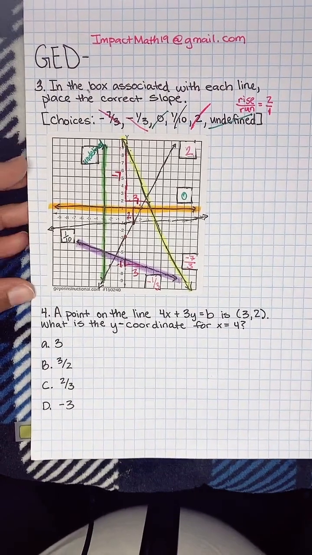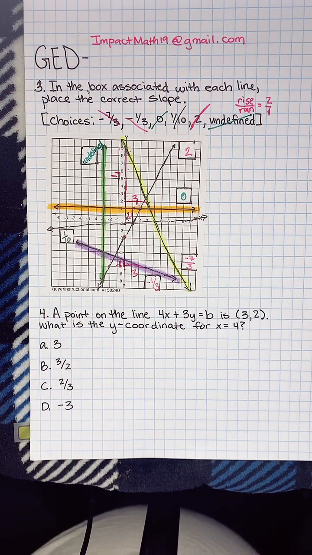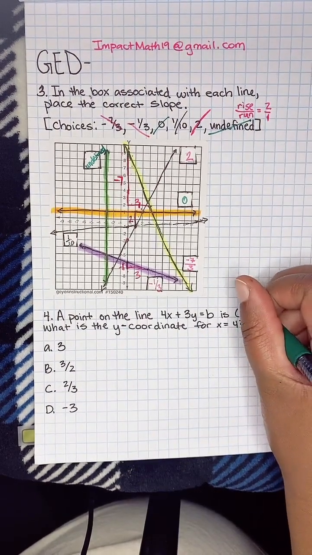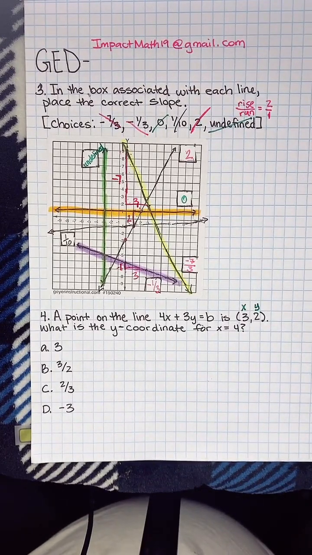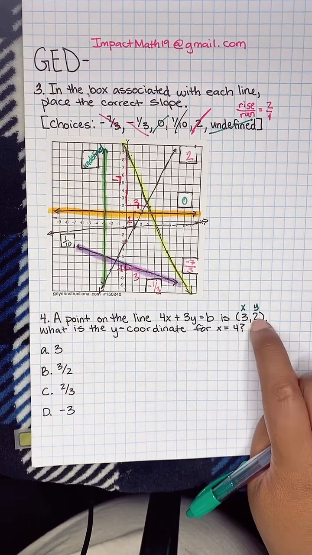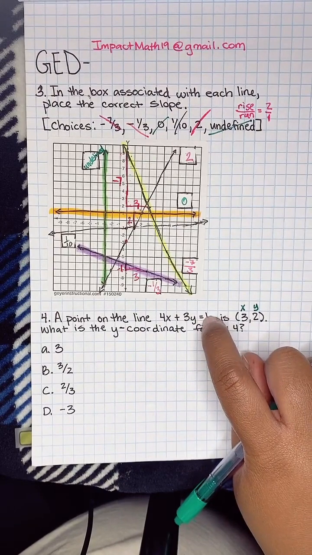Let's jump to number 4. A point on the line 4x plus 3y equals b is 3, comma 2. What is the y coordinate for x equals 4? Alrighty, so we have an x and we have a y. Okay. We're going to substitute this in for our x and y, and we're going to solve for this b.